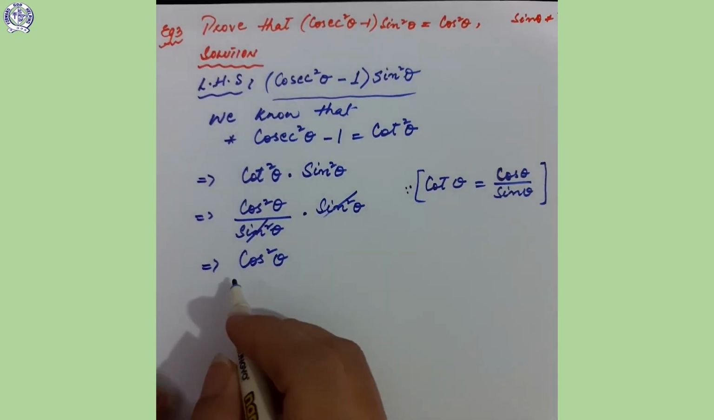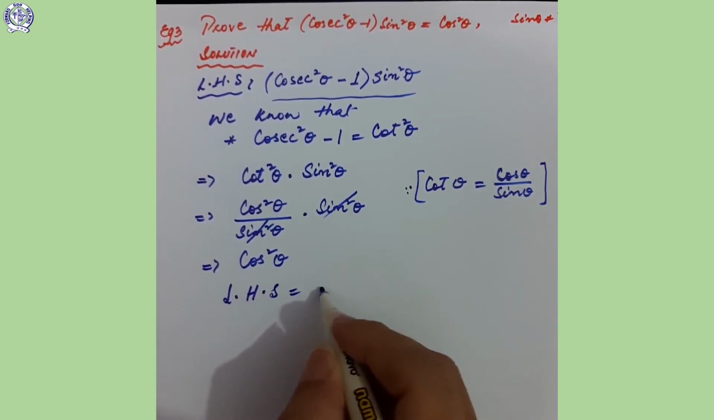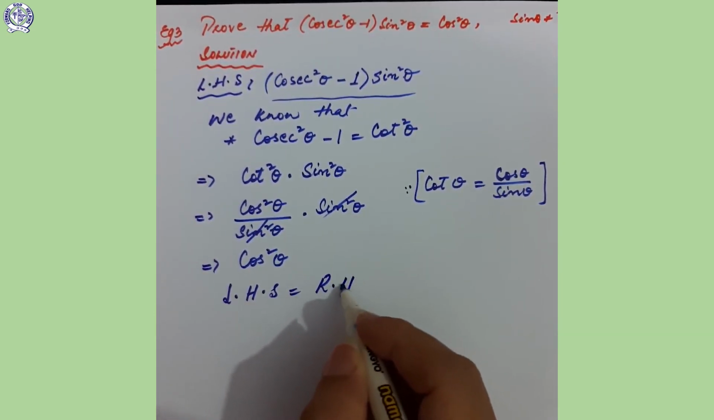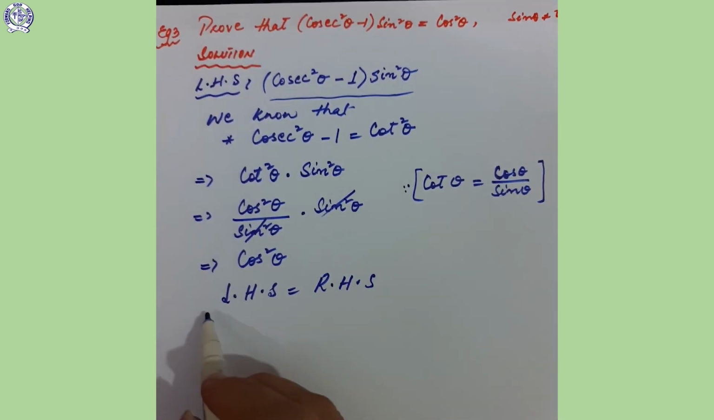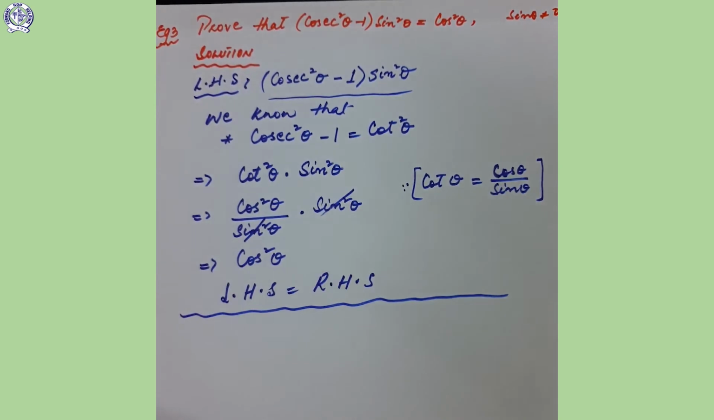So we can write left hand side equals to right hand side. So the main thing is to learn the formula. If you know the formulas, you can easily do it.